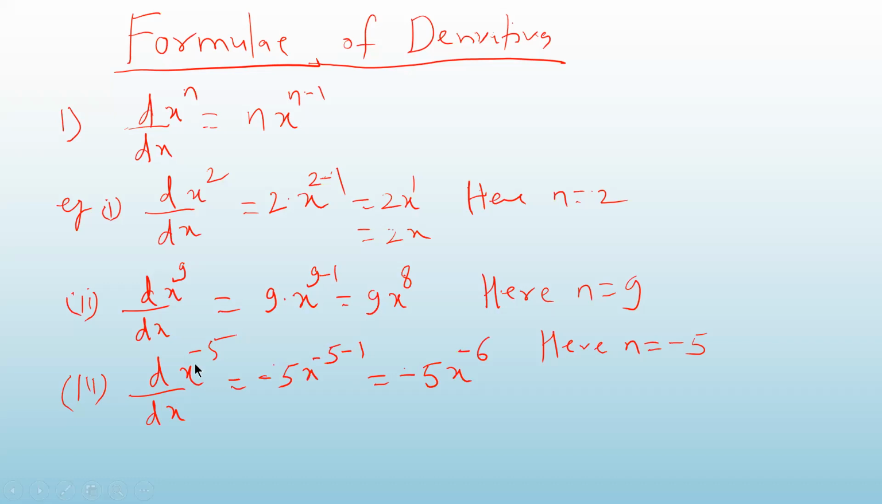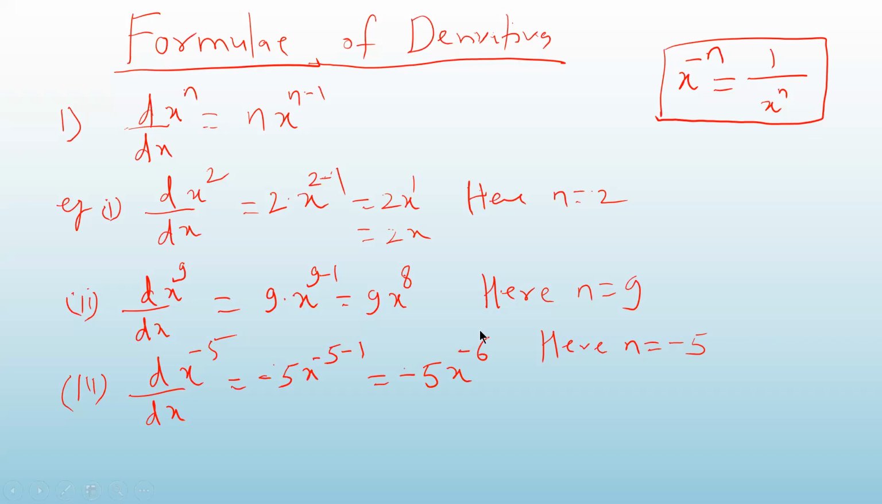So derivative of x to the power minus 5 is minus 5 x to the power minus 6. Now here, generally in mathematics, whenever we write the final answer, we always convert the negative power into positive power. Okay. So here the power of x is negative, so we will convert it into positive power. So what is the formula for that? X to the power minus n is 1 upon x to the power n. The negative power can be converted into positive power if you bring it from numerator to the denominator.